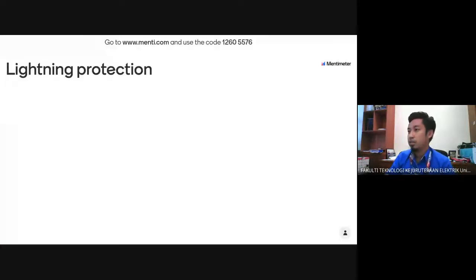Okay, go to www.menti.com. Use this code 12605576. What is the lightning protection? Or what are the components of the lightning protection? The character limit is 250. You can share here. I give you 5 minutes. You can find in the internet or the textbook in the channel what is the lightning protection.